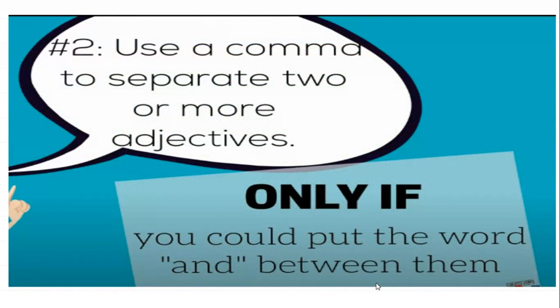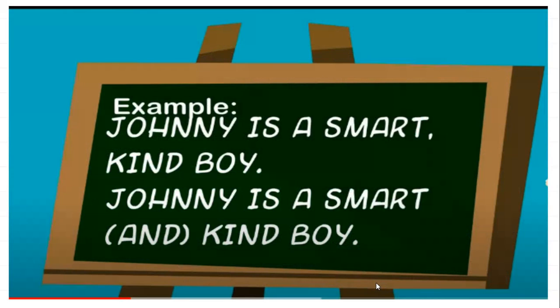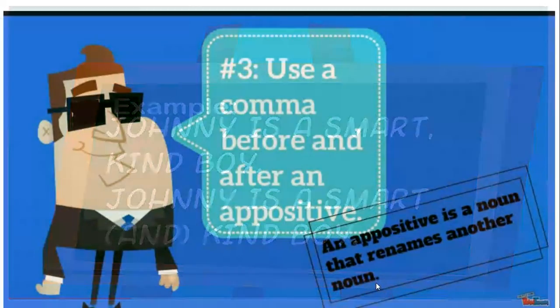Rule number 2. Use a comma to separate two or more adjectives, only if you could put the word "and" between them. And the example is: Johnny is a smart, comma, kind boy. Johnny is a smart and kind boy. So we can go either way. Either we put a comma or we put an "and."